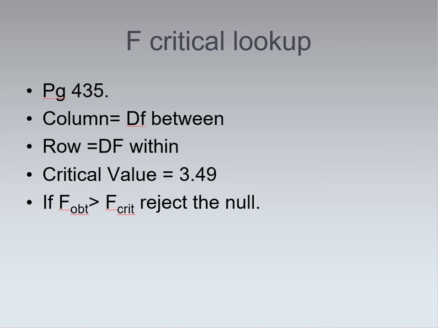Now our F obtained is greater than our critical, so we would reject the null and find support for the alternative, stating that at least one of our means is different from the rest.